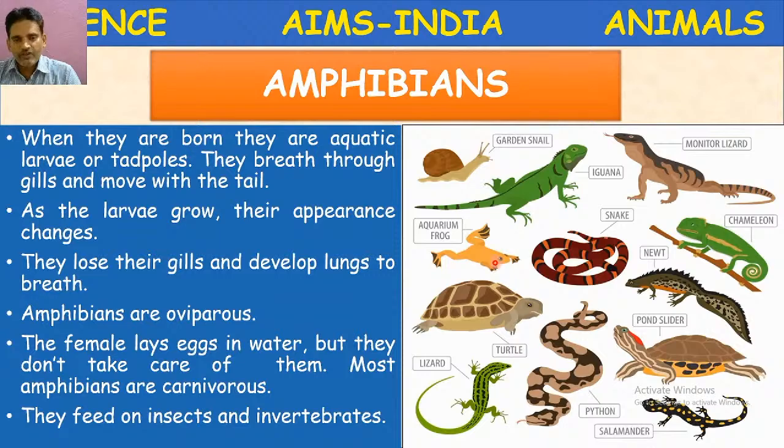Next, they are tetrapods. Tetrapods means they possess 4 limbs. Front limbs and back hind limbs. And digits without nails and webbed feet are present in the amphibians. To swim in the water, they possess webbed feet. Next, they are oviparous and lay the eggs. These are some of the basic characteristic features of amphibians.